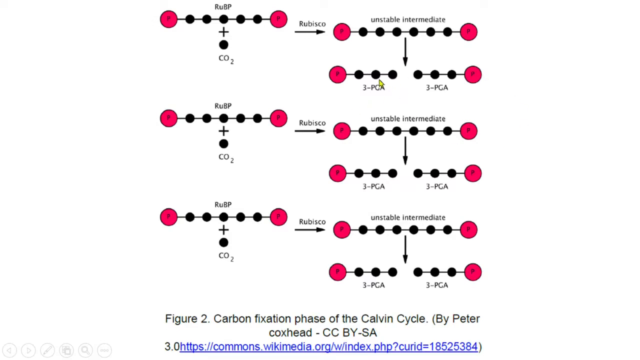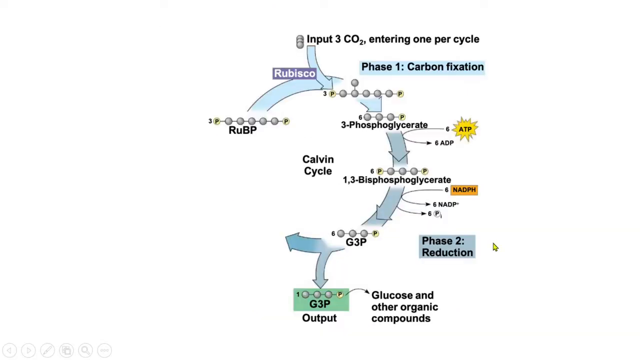So you have 1, 2, 3, 3-PGA, and 1, 2, 3, 3-PGA, 2 copies resulting from each of the RuBP plus carbon dioxide. So 3 molecules of RuBP produce 1, 2, 3, 4, 5, 6 copies of 3-PGA. And that's the whole thing about the carbon fixation phase.